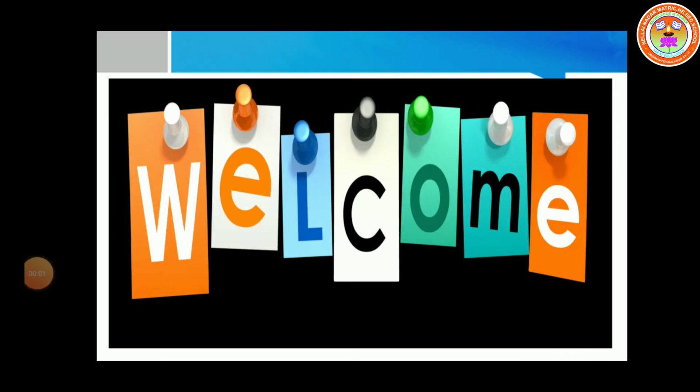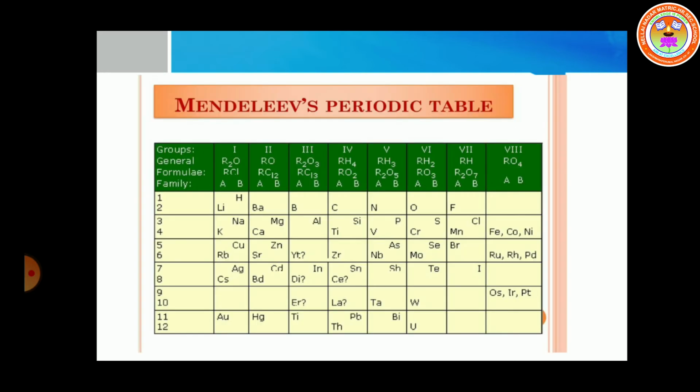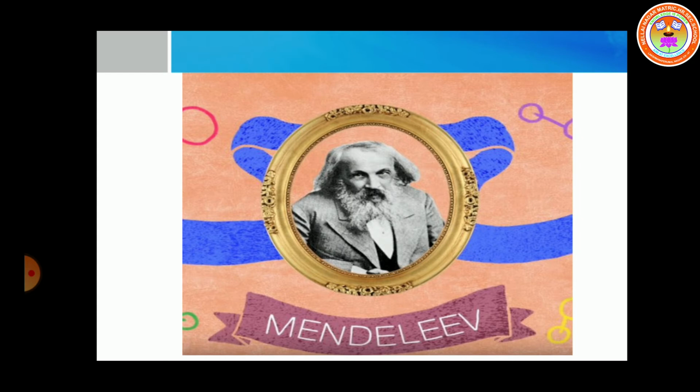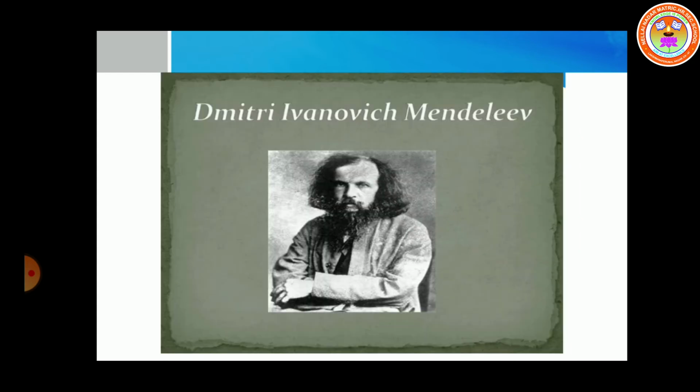Very good morning, my dear students. In previous classes we discussed Dobereiner's triads and Newlands' law of octaves. Today we discuss Mendeleev's periodic table and the modern periodic table. This is Mendeleev. His full name is Dmitri Ivanovich Mendeleev. He was a Russian chemist.